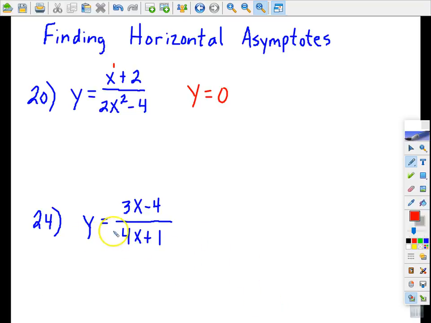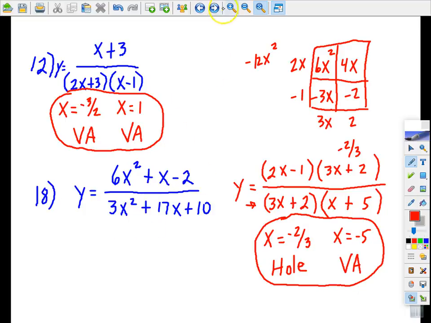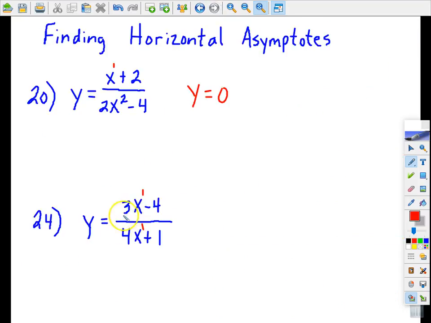All right, number 24. The degree of the numerator is 1, so is the denominator. So we have this case where they are the same. We're going to make a fraction out of the lead coefficients. I'm just going to draw a circle to indicate what my horizontal asymptote is. My horizontal asymptote will be the line y equals 3/4.